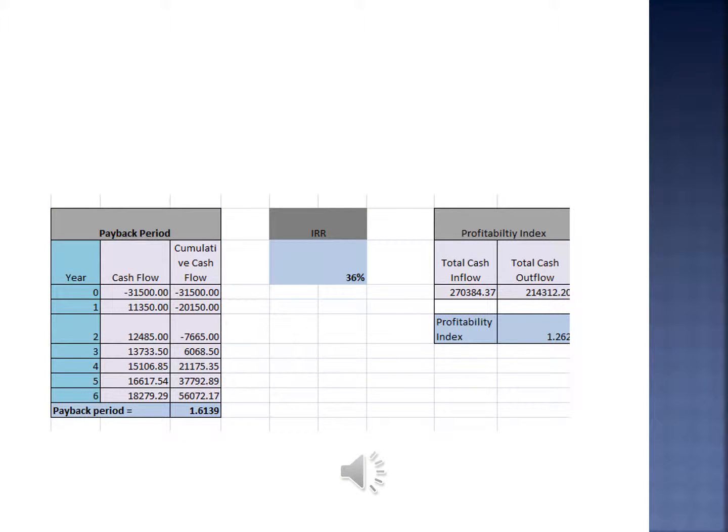In this table, we have the payback period, IRR and profitability index. In the payback period, we have years 1, 2, 3, 4, 5, 6, and the cash flow we counted in the previous slide. Then after cumulating the cash flow, we can see it here. The IRR is 36%, and for the profitability index, we take total cash inflow and total cash outflow, and the profitability index is 1.262.